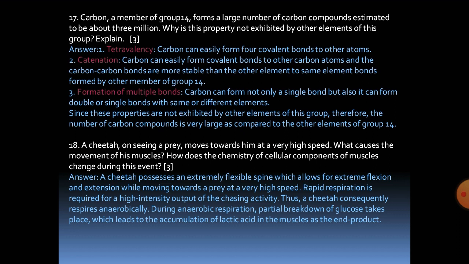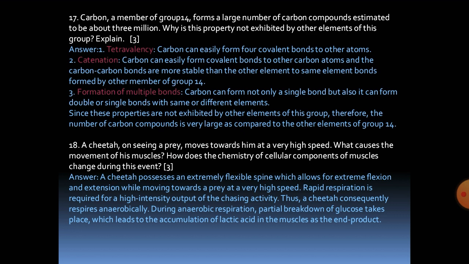And the second property is catenation, meaning the self-linking property of carbon. It forms multiple compounds, multiple bonds. This is also a property. And you can also write the small size of carbon. The size of carbon is also a special property which makes it such a brilliant, such a different element. So you can write these properties which are responsible for the large number of carbon compounds.